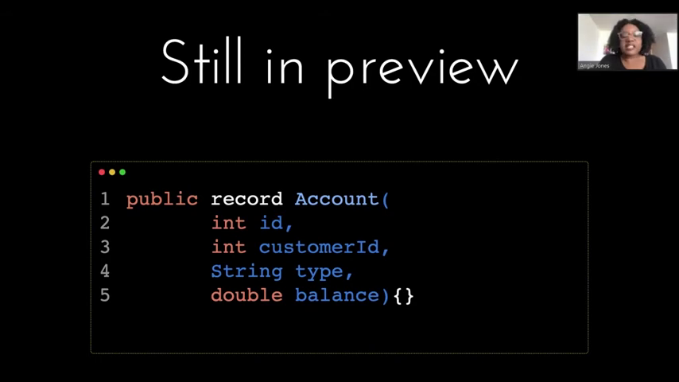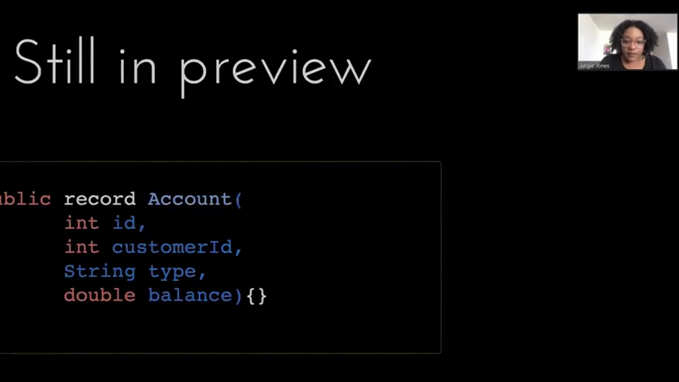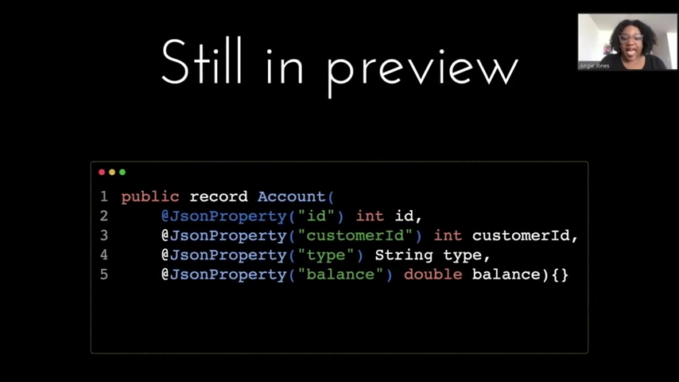All right. Now, records were released as a preview feature in Java 14, which was released in March. And what this means is that it's in preview. It's not yet a permanent feature of the language. It's just available for us developers to play around with and offer feedback. And based on that feedback, the implementation of this can change, right? That also means that support from external libraries may not be available just yet.